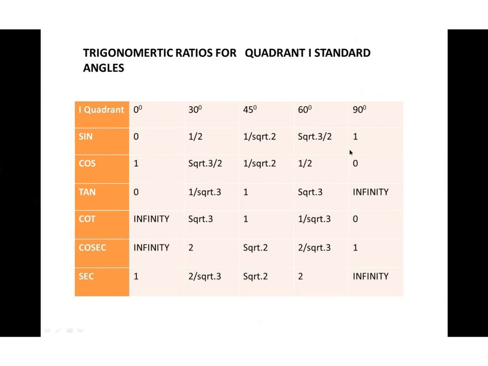Now just take the division sine upon cos to get the tangent ratio. So 0 upon 1 is 0, 1 by 2 upon square root of 3 by 2 is 1 by root 3, 1 by root 2 upon 1 by root 2 is 1, thus tan 45 is 1, square root of 3 by 2 upon 1 by 2 is only root 3, and 1 upon 0 is infinity.